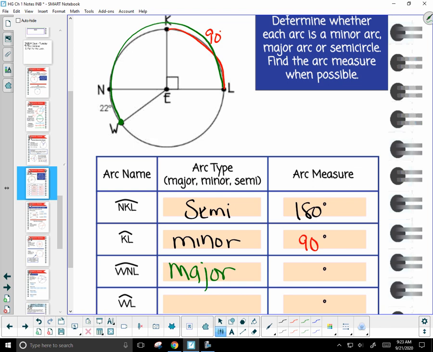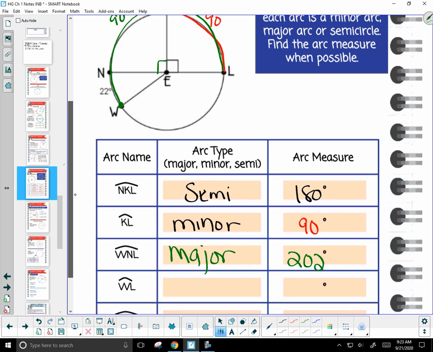So we had 90 here and 90 here, right? Because that would make a straight line. Okay, so we need to take 90 plus 90 plus 22, which gives me 202. Yep. All right, so 202 degrees.